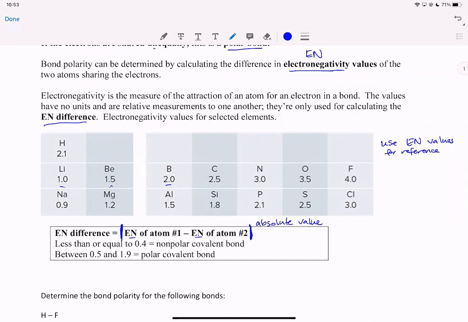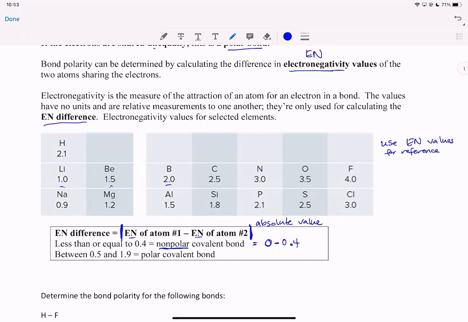Okay, so that's all you need to know. You need to know where to find those electronegativity values. You're only going to have 2, subtract them, and make the number positive. Then the number will either be in a range of 0 to 0.4, and that's going to be a non-polar bond. So that's what that says, less than or equal to 0.4. But you're never going to have a negative number, so that means the range is 0 to 0.4.